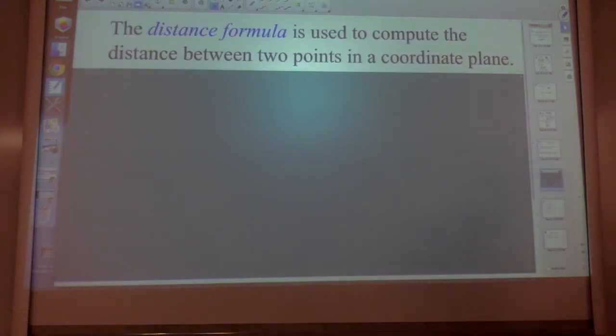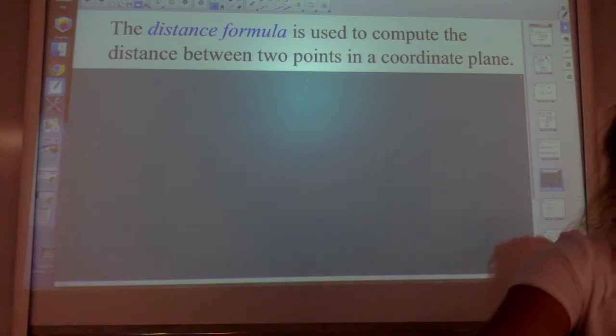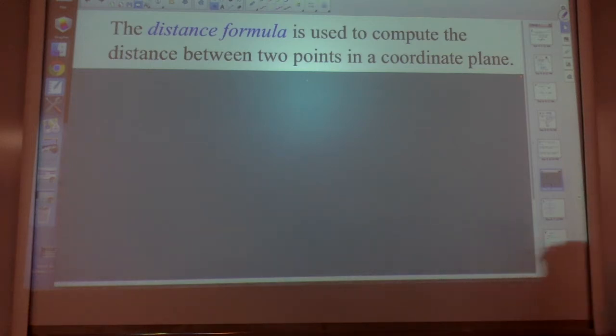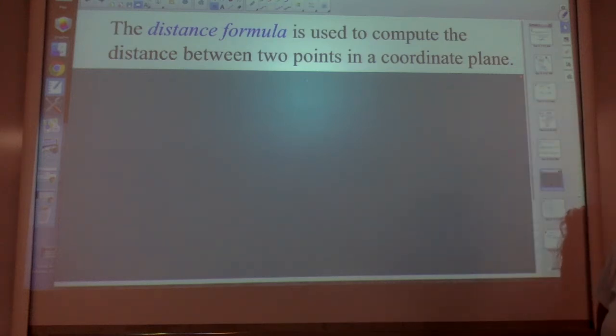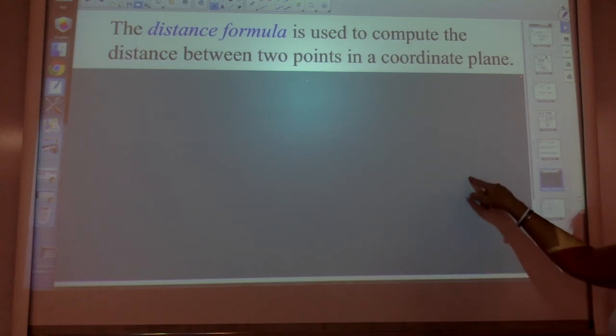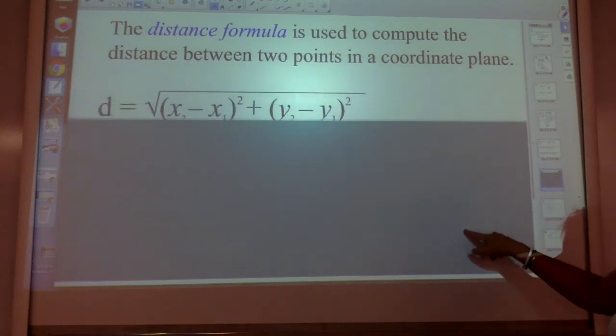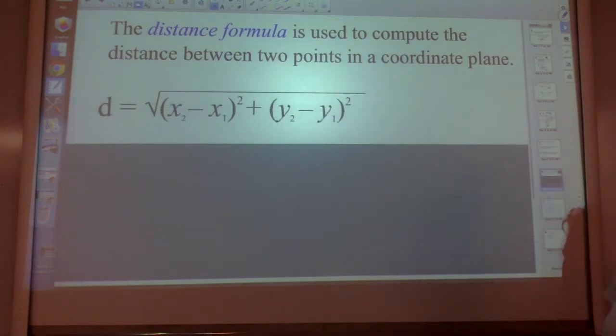The distance formula also goes with midpoint formula. Distance formula is used to compute the distance between 2 points, but again, it has to be in a coordinate plane. It's not just on a number line, it's the distance between 2 points in a coordinate plane. This is what your distance formula looks like. Pause it and write it down. Make sure you get that square root in there.